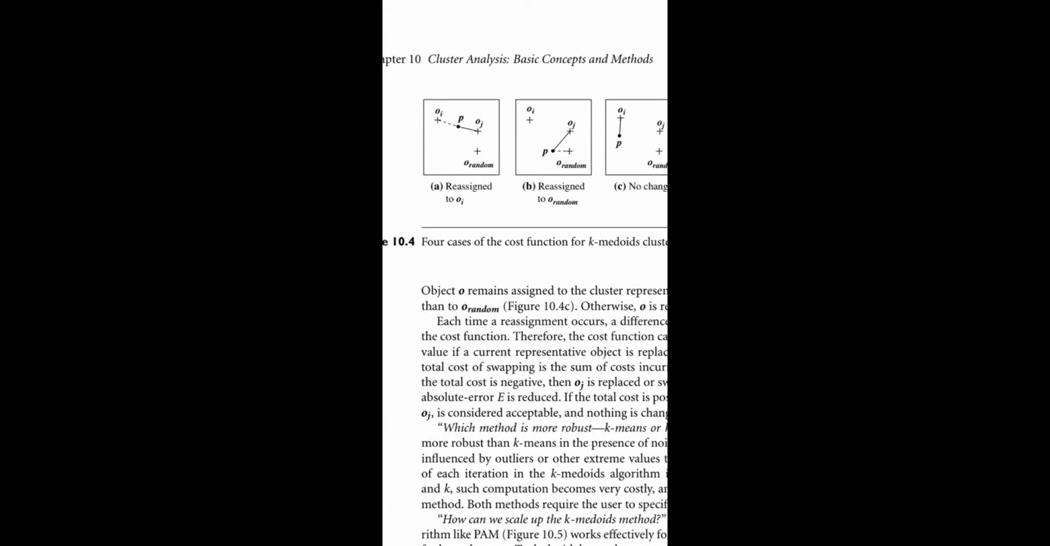These are the two types of methods we use in partition methods. The K-means method, that is the centroid-based clustering, and the second one is K-medoids clustering. These are the two types of partitioning methods you use in clustering.